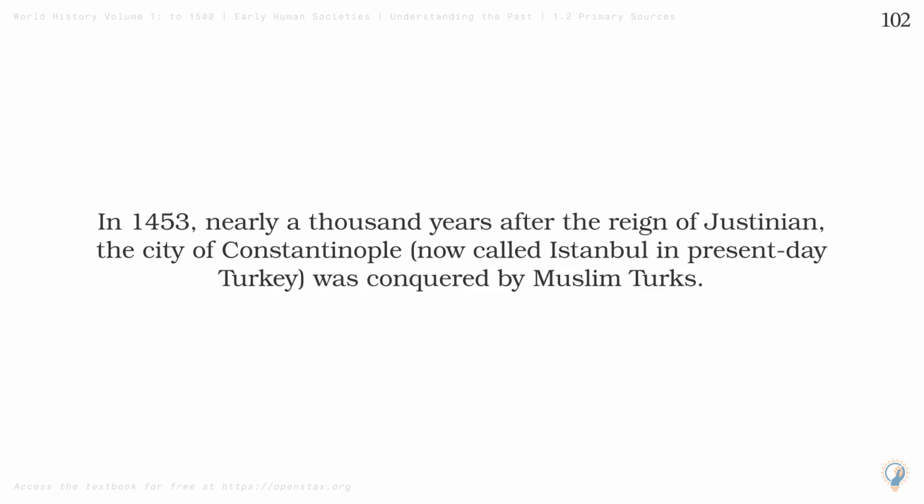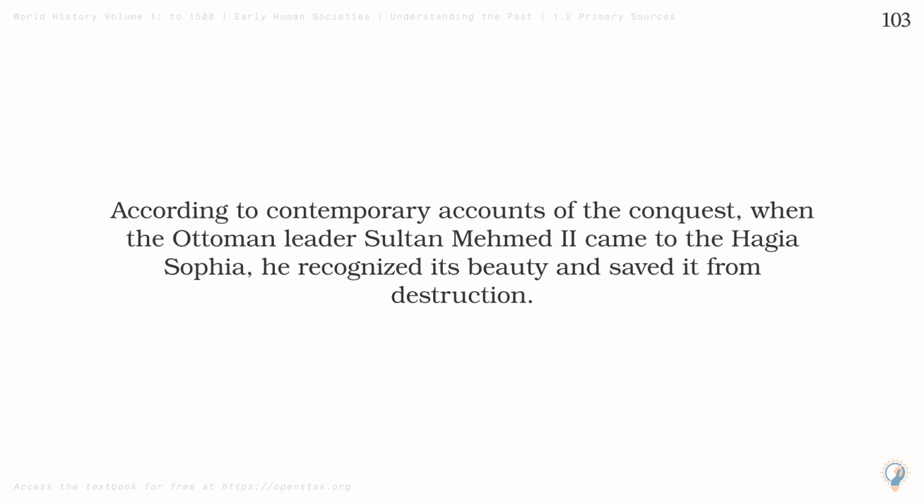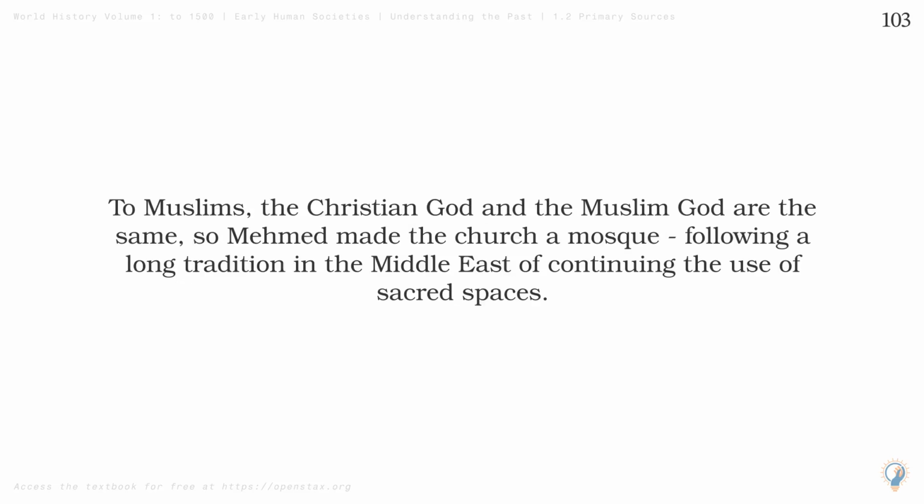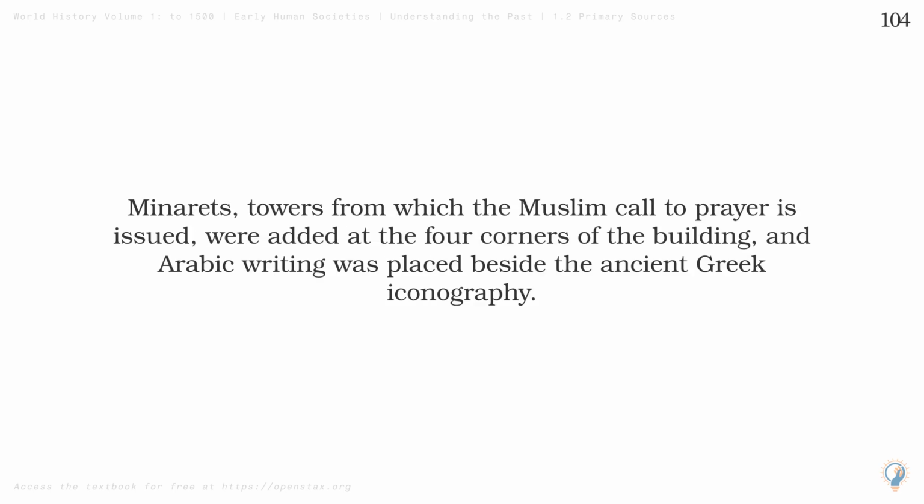In 1453, nearly 1,000 years after the reign of Justinian, the city of Constantinople, now called Istanbul in present-day Turkey, was conquered by Muslim Turks. According to contemporary accounts of the conquest, when the Ottoman leader Sultan Mehmed II came to the Hagia Sophia, he recognized its beauty and saved it from destruction. To Muslims, the Christian God and the Muslim God are the same, so Mehmed made the church a mosque, following a long tradition in the Middle East of continuing the use of sacred spaces.